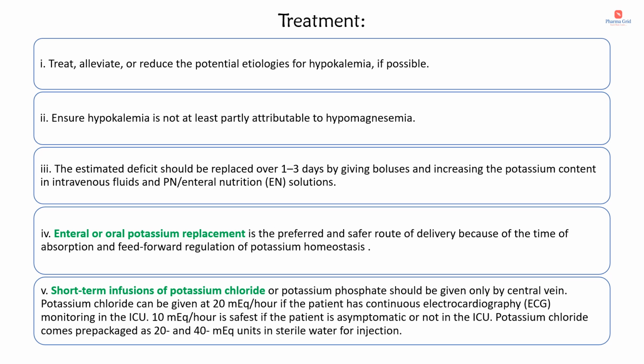Potassium chloride can be given at 20 milliequivalent per hour if the patient has continuous electrocardiography monitoring in the ICU. 10 milliequivalent per hour is safest if the patient is asymptomatic or not in the ICU. Potassium chloride comes pre-packaged as 20 and 40 milliequivalent units in sterile water for injection.